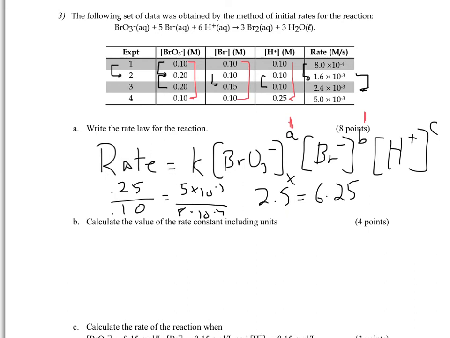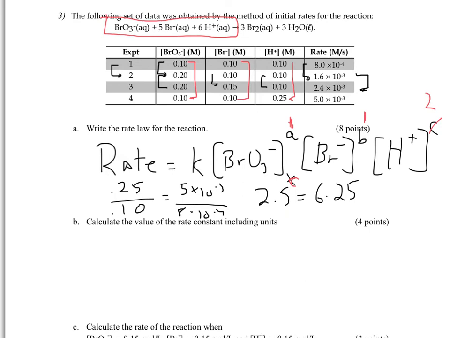And so the only thing x can be there, or more appropriately C can be there, is a 2. And so the rate law is rate is equal to K, bromate to the first power, bromide to the first power, and hydrogen ion to the second power, which doesn't look like any of the coefficients there. Well, one of them, but it does not deal with that.